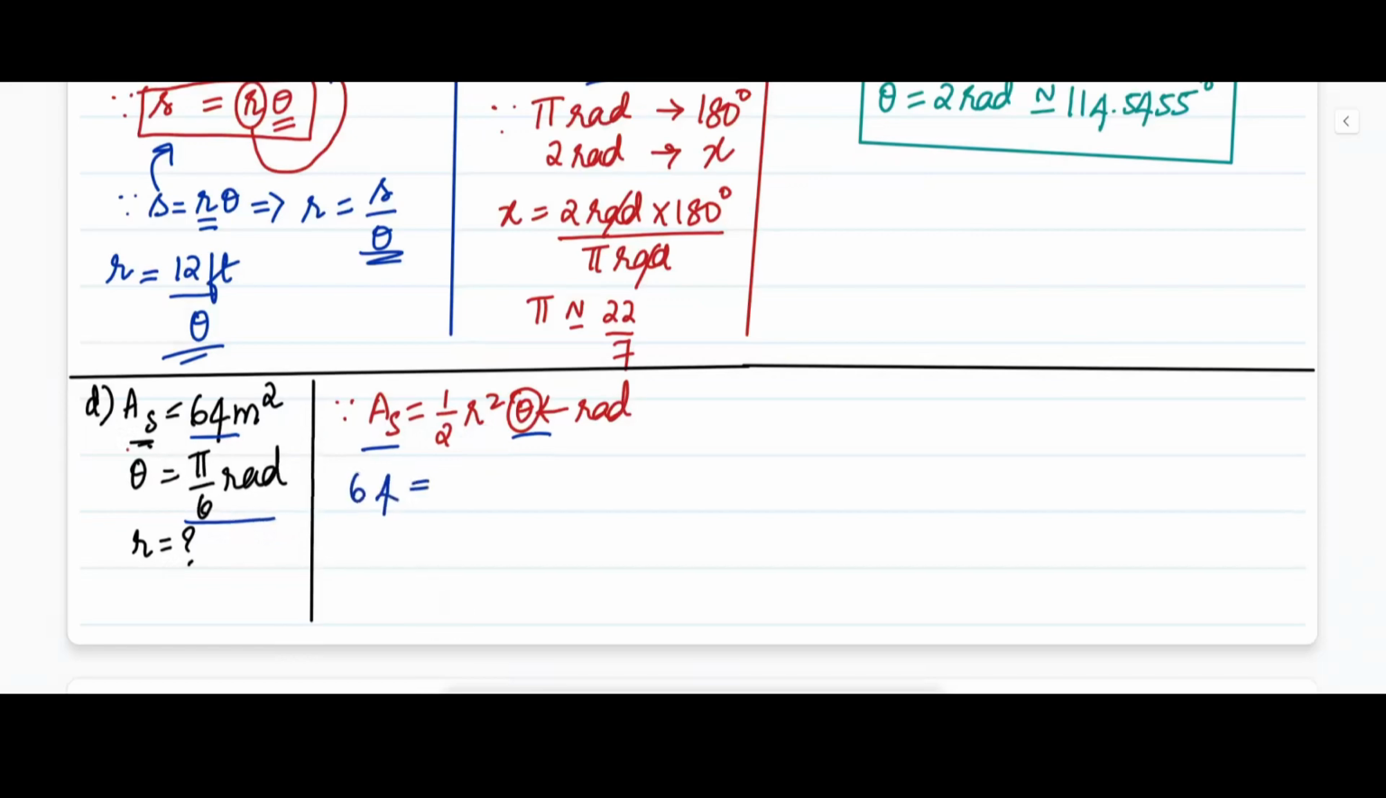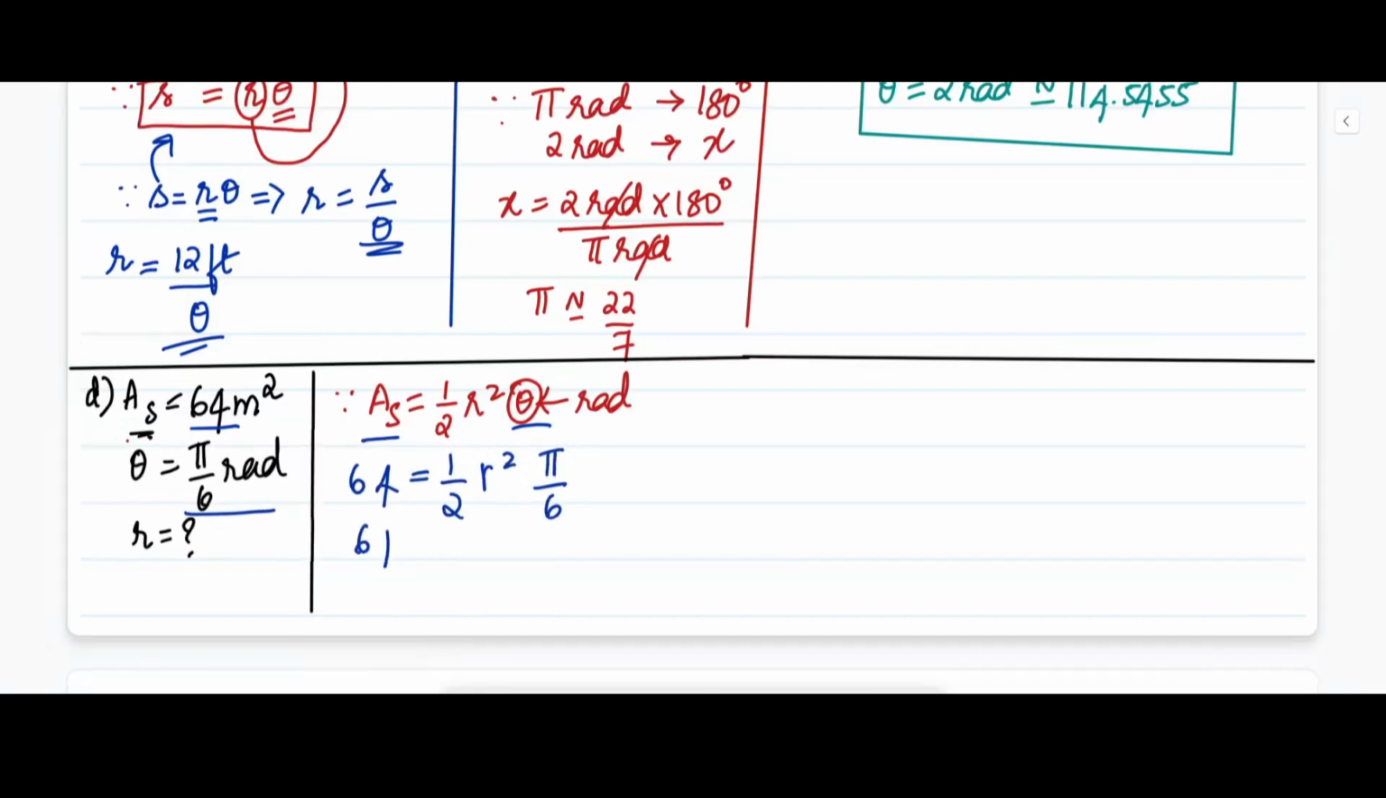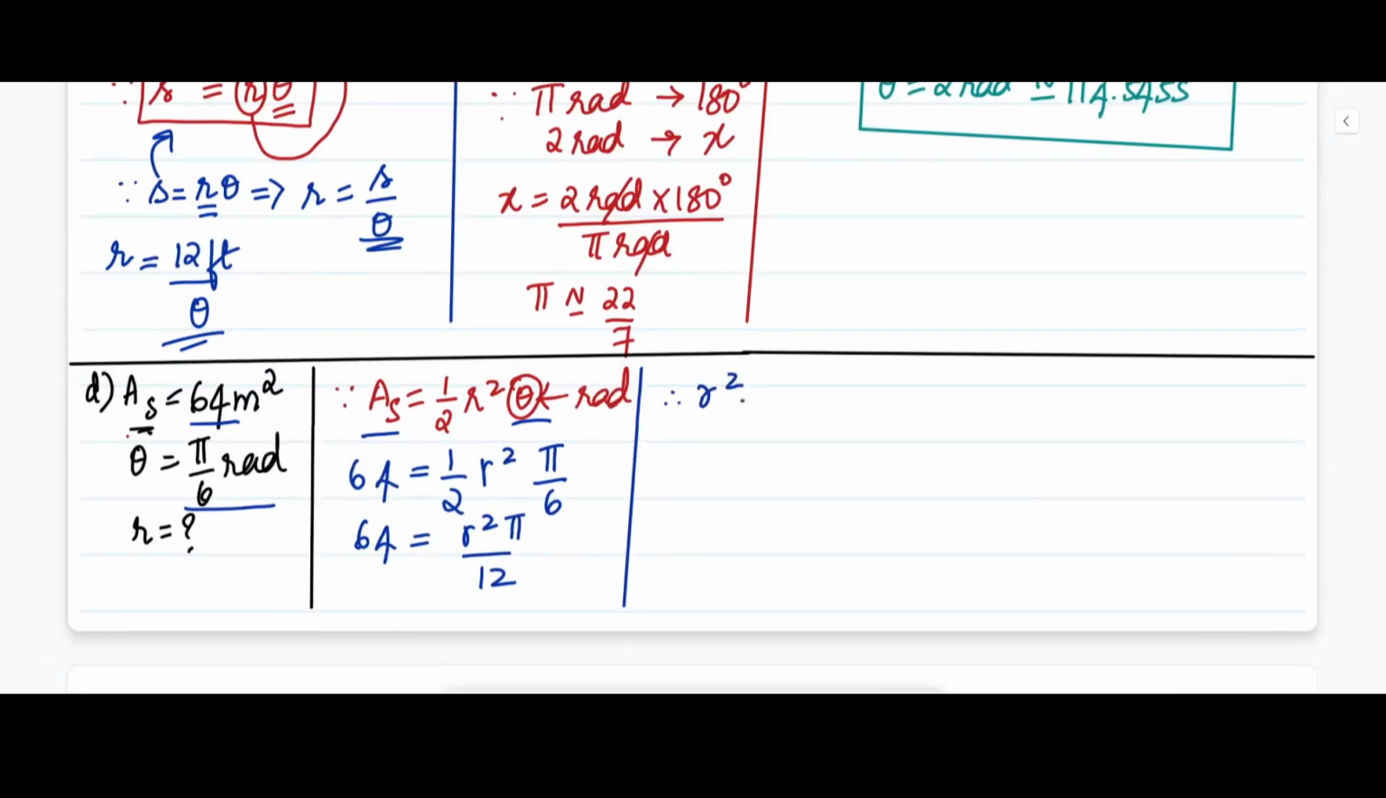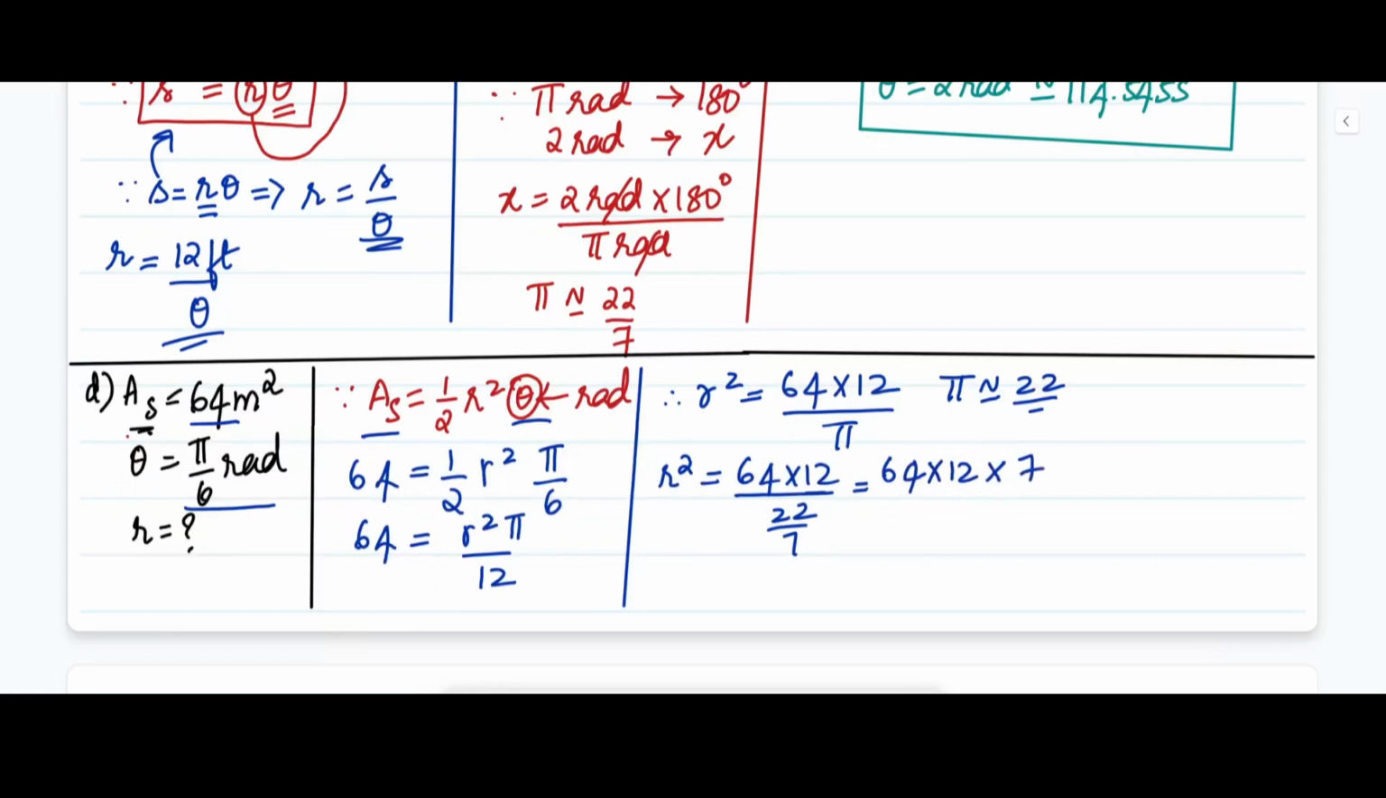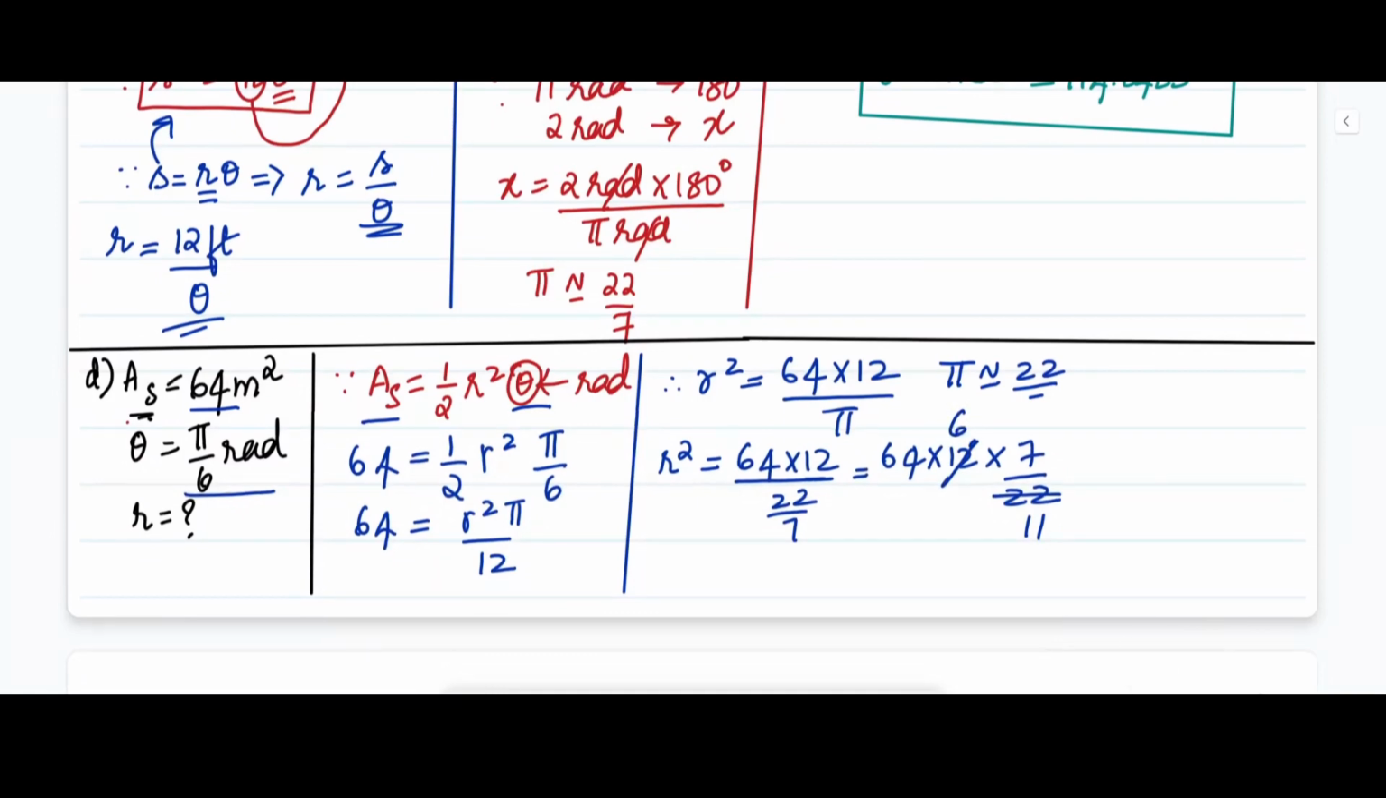So 64 meters square is equal to half into r square into pi by 6 radians. We get 64 is equal to r square pi by 12. So therefore, r square is equal to 64 into 12 divided by pi. The value of pi is approximately equal to 22 by 7. So therefore, r square is equal to 64 into 12 divided by 22 by 7, which is equal to 64 into 12 into 7 divided by 22. So 2 into 11 is 22, 2 into 6 is 12.